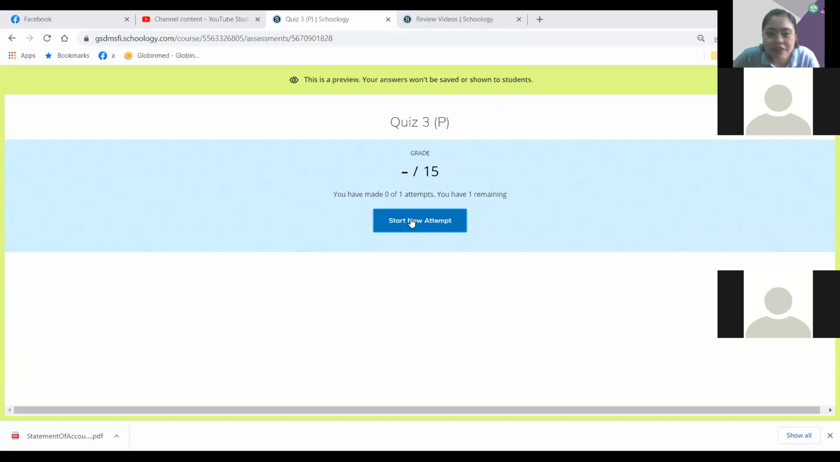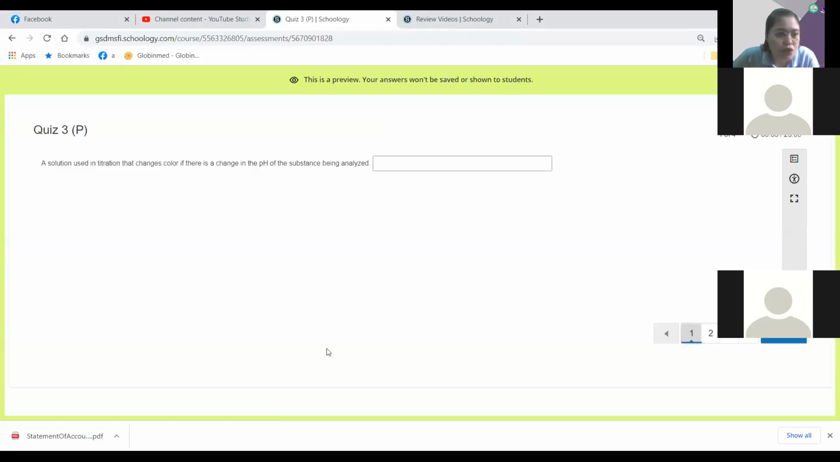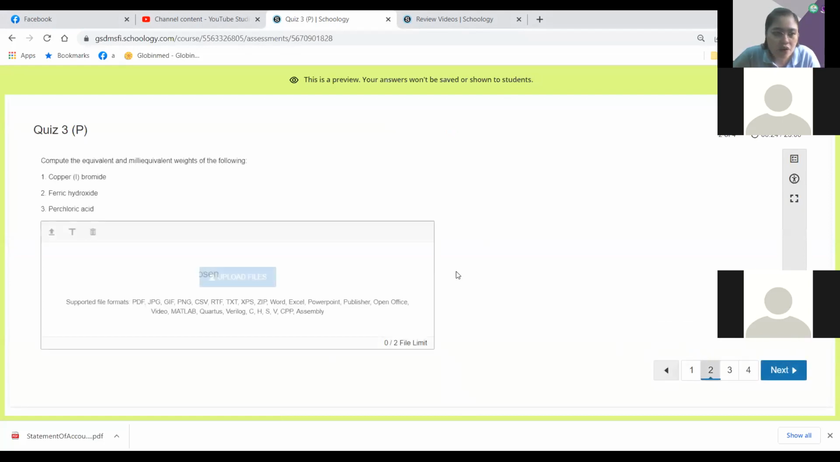Okay, so this was your quiz. The first question here: a solution used in titration that changes color if there is a change in the pH of the substance being analyzed. This is indicator, or you can answer indicators or acid-base indicator. They will be added in the solution to be titrated, and then they will change color.